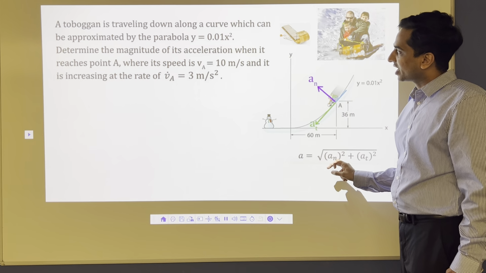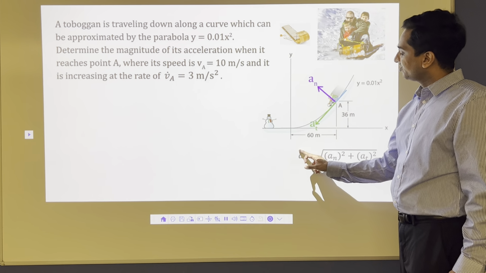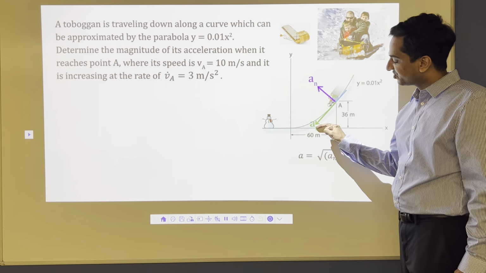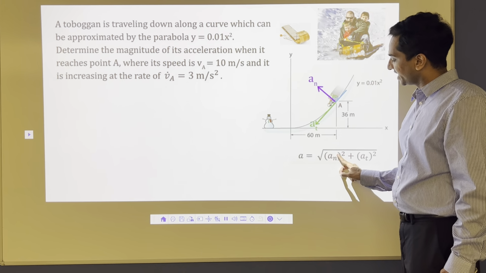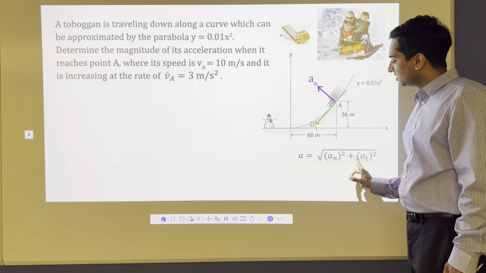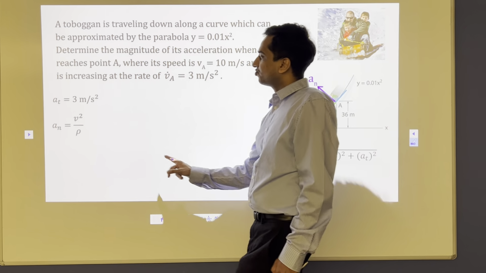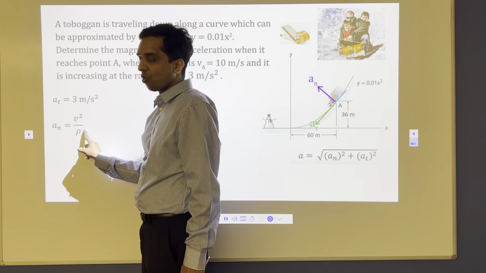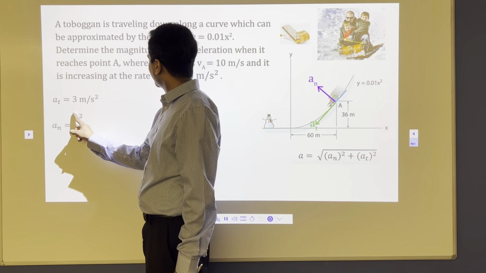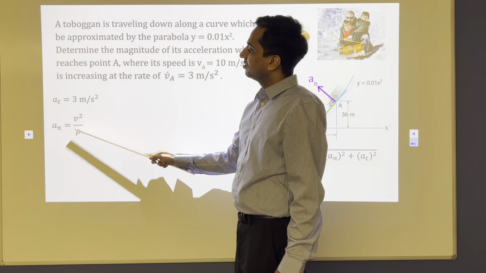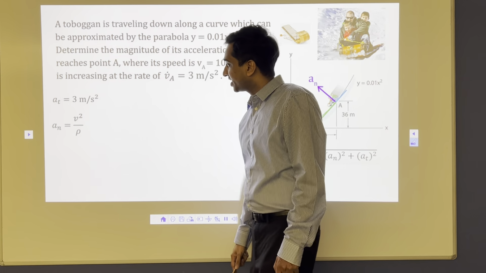Our objective is to find its total acceleration. It means we want to know the value for an. at is given. If we just calculate an, we can find a. at is 3. We have the value. So our objective here is to find an. To calculate an, we need rho. Velocity we already have: 10 meter per second. We need rho, the radius of curvature.